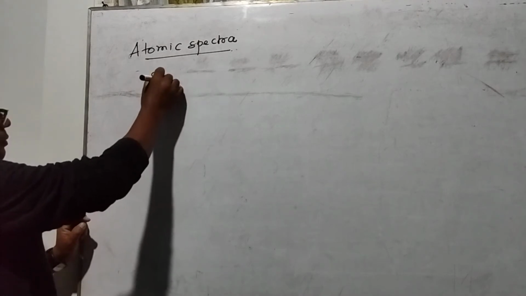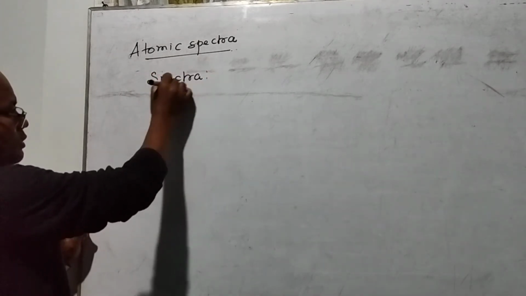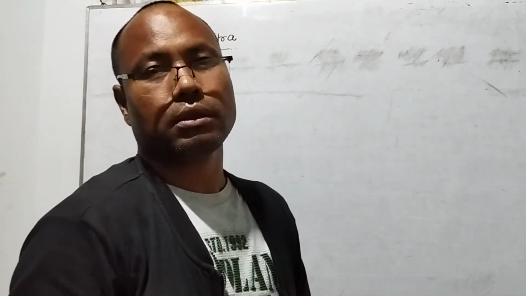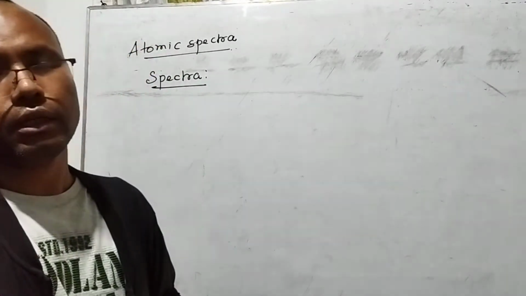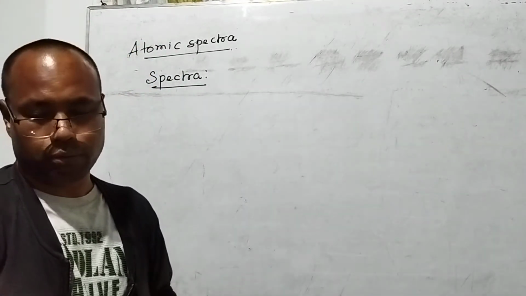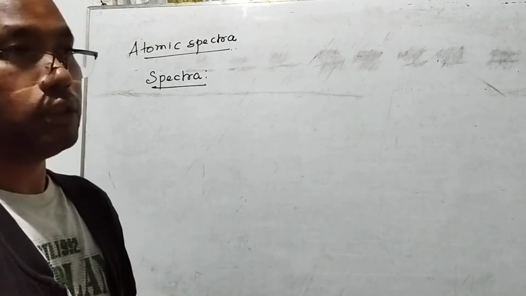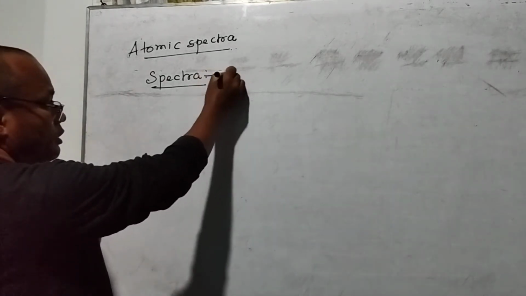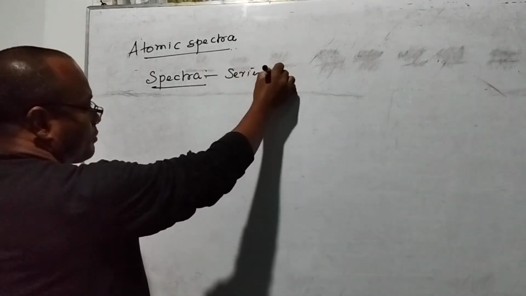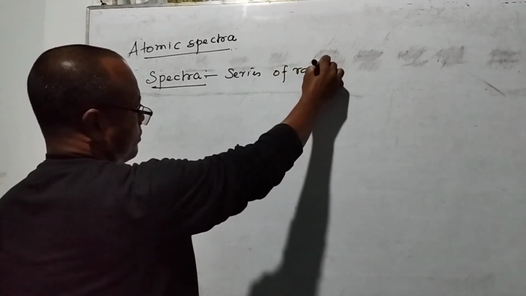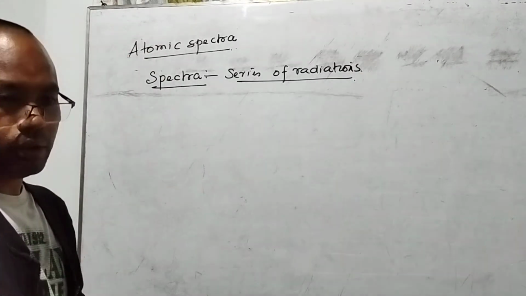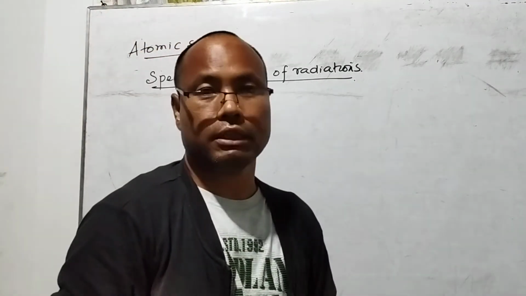Now here is spectra. The term spectra, when we started learning, I think is not very difficult to understand. Here is a very easy way to explain the spectra. Please just think like this. Spectra are a series of radiation, no? Series of radiation. Now the question is, what do you mean by radiation?